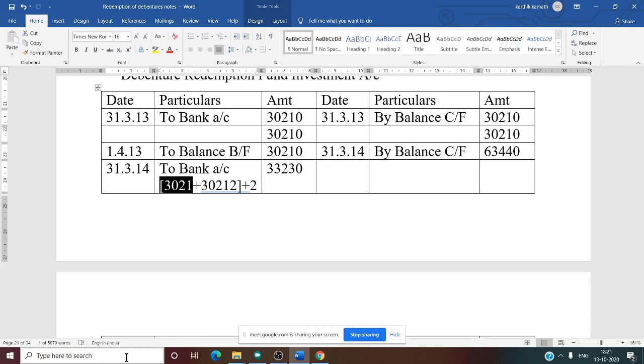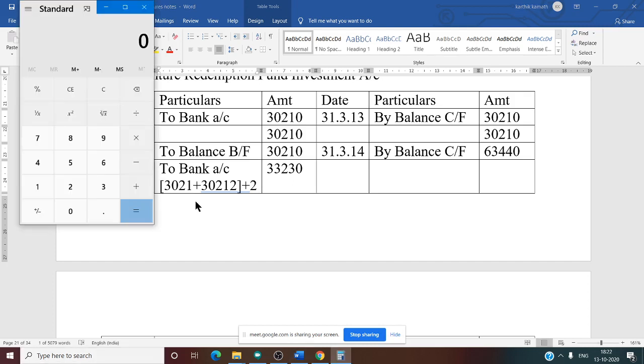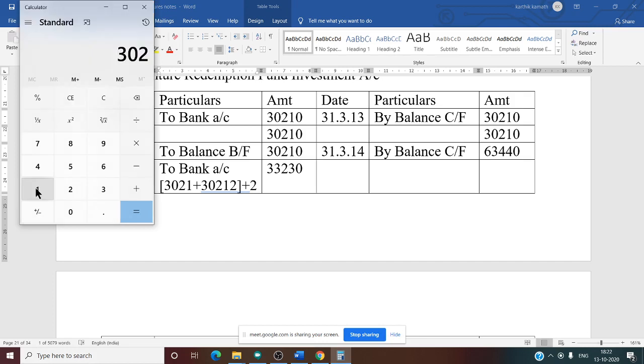So what is our total? Total, we need to make the total. So let me open the calculator. Now we need to add the amount. First we need to add all the amount. See this, 30,210 plus 3021 plus 30,212 is how much? 33,233. We are getting 33,233. Okay, plus 2 rupees. Why 2 rupees? Because 2 is carried forward from the last year. See this, we have not written 2 here. That 2 rupees goes to the next year. Carried forward amount. So now what is our amount? 33,235. 33,235 is our amount.